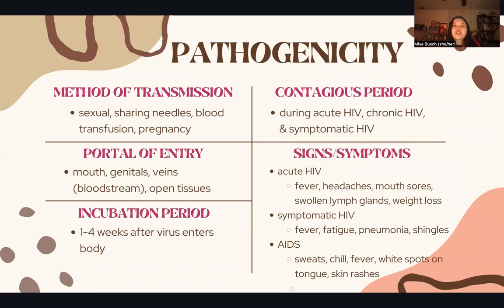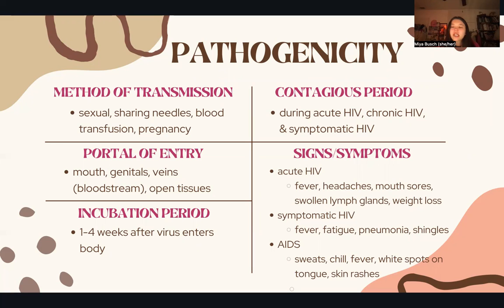So the method of transmission is mainly sexual for HIV, but it's also through sharing needles, blood transfusion, and pregnancy, through usually delivery and breastfeeding, which can pass it to the baby. And then the portal of entry is through the mouth, genitals, veins to get into the bloodstream, and then open tissues. The incubation period is typically 1 to 4 weeks, usually after the virus enters the body. And then the contagious period is during the acute HIV, chronic HIV, and symptomatic HIV. So it's a pretty contagious virus.